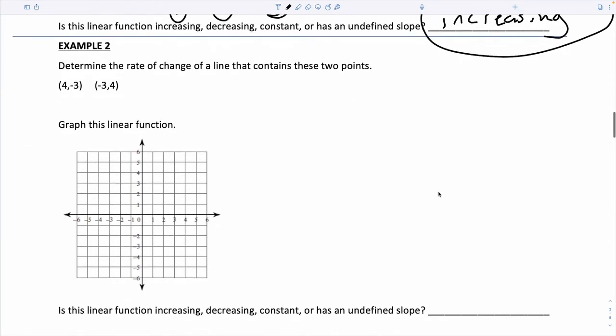They want to determine the rate of change of a line that contains these 2 points: 4, negative 3, and negative 3, 4. Put that on your graph in the next 30 seconds. 4, negative 3. Negative 3, 4. And find the slope. When you have found the slope, get ready to turn and talk and compare your work with your partner.